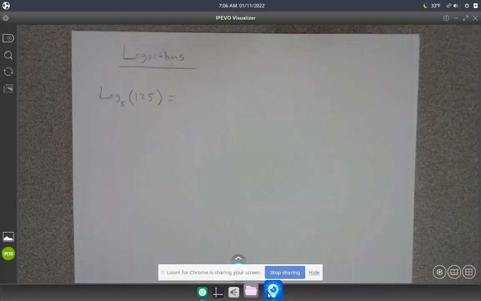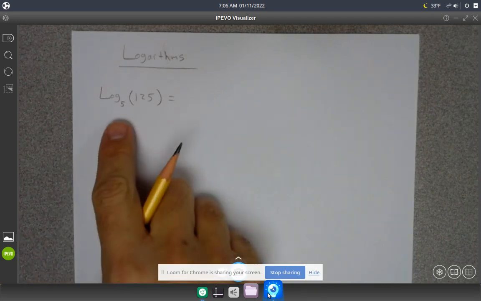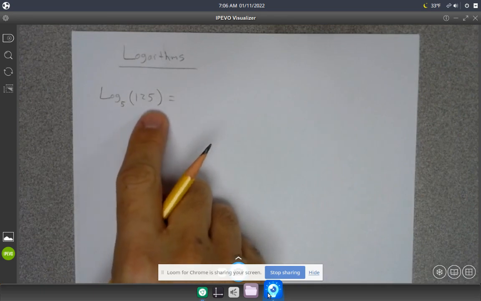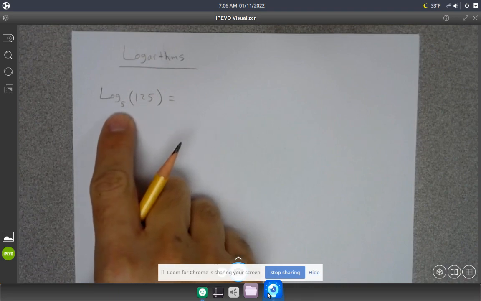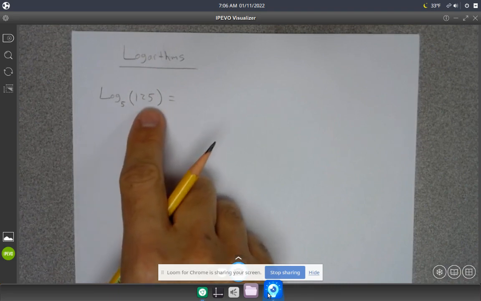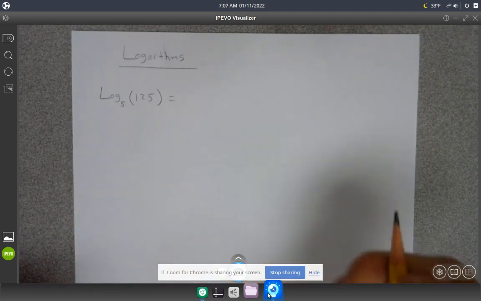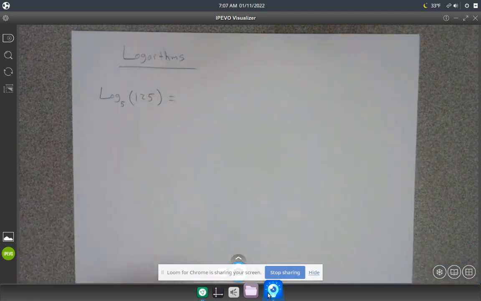All right, in this video, I'm going to show you how to evaluate a logarithm. What this statement says is log base 5 of the number 125. So 5 is my base and 125 is my input. All a logarithm is, is another way of writing an exponential statement.